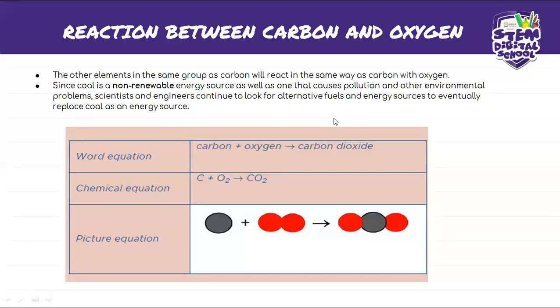But what we are looking for is the reaction of non-metals with oxygen. Now we are looking at carbon plus oxygen. So when carbon reacts, we are going to get what? Carbon dioxide. This is a word equation. This is a chemical equation, carbon plus oxygen. And this is a what? A picture equation. So they can give you a question that says, write a word equation, a chemical equation, and then a picture equation.